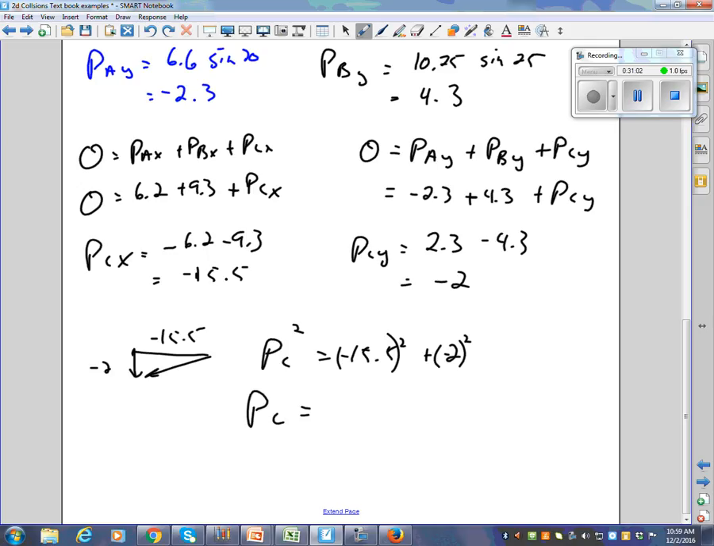The momentum of C is going to be 15.5 squared plus 2 squared, and don't forget to take the square root. It equals 15.6. That seems to me to be pretty reasonable. And that's a unit of kilogram meters per second. It's momentum. Could I show this to the grade 11s this afternoon to scare them?